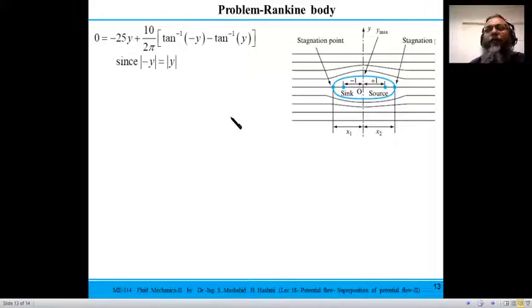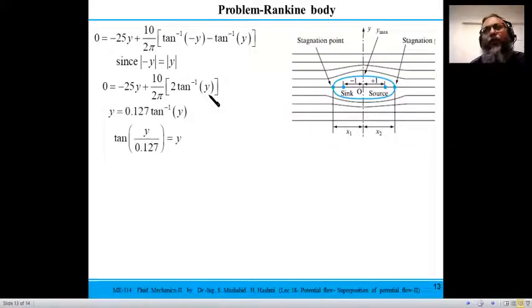Now we know that the magnitude of y is the same whether you go upward or downward. So I make a simplification, because it would be 2 tangent inverse of y. I'm talking about only the magnitude of y. So I simplify this equation, and the only unknown is y. Because this is a transcendental equation and it would not be so easy to work out, I have used Excel to solve this. So this maximum value comes out to be 0.453 meter.